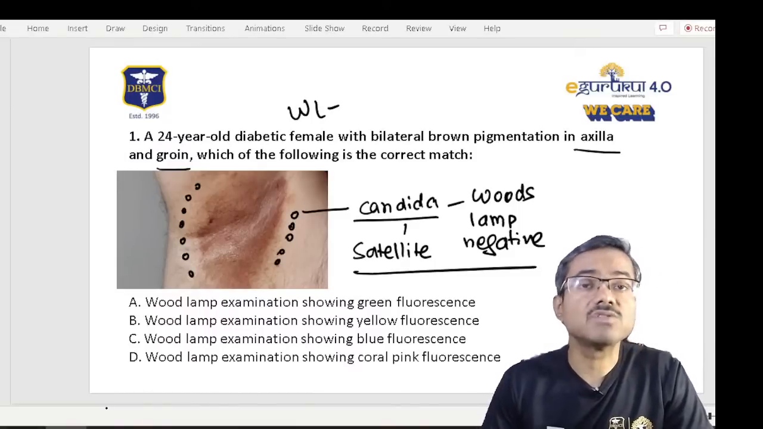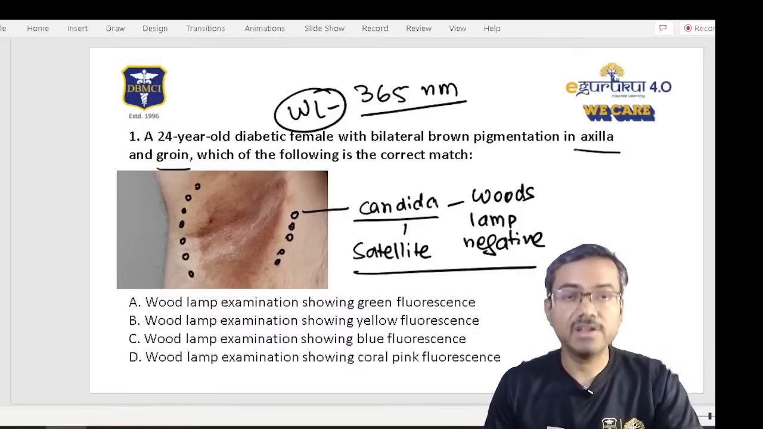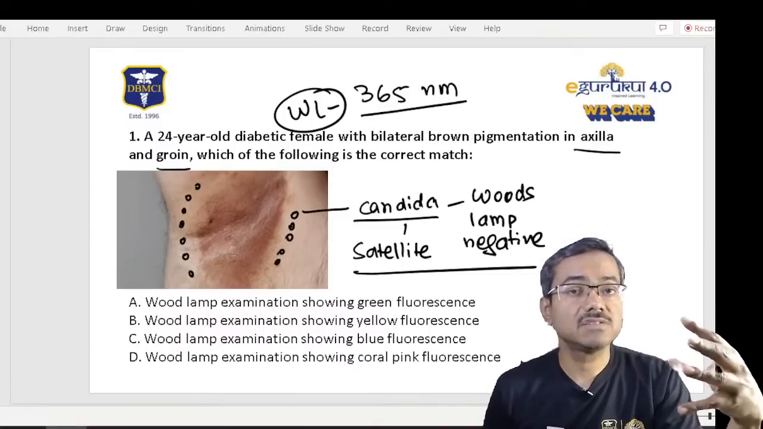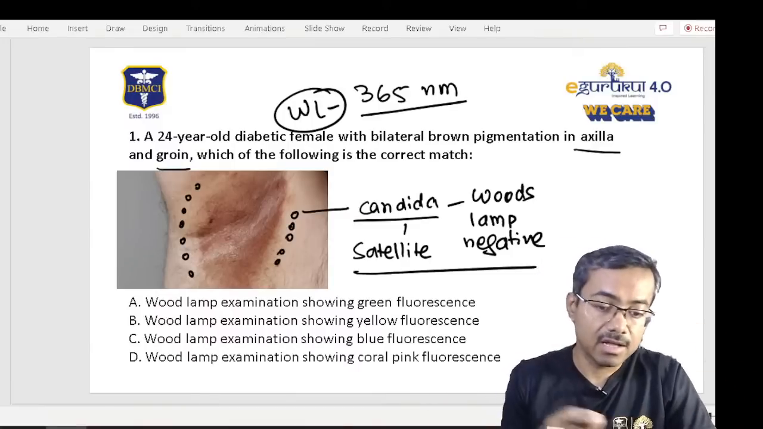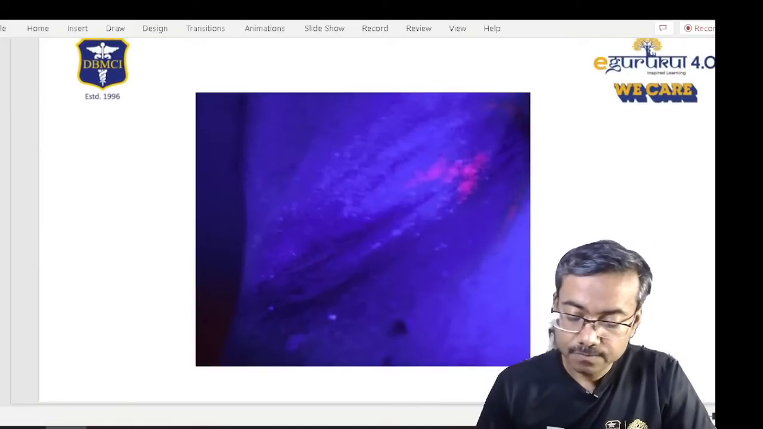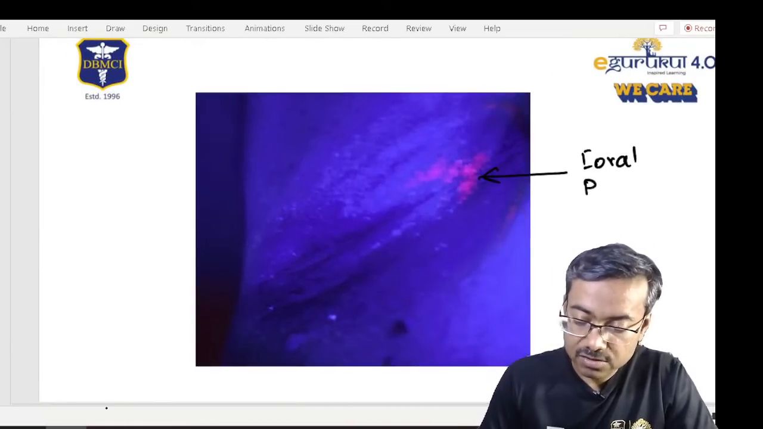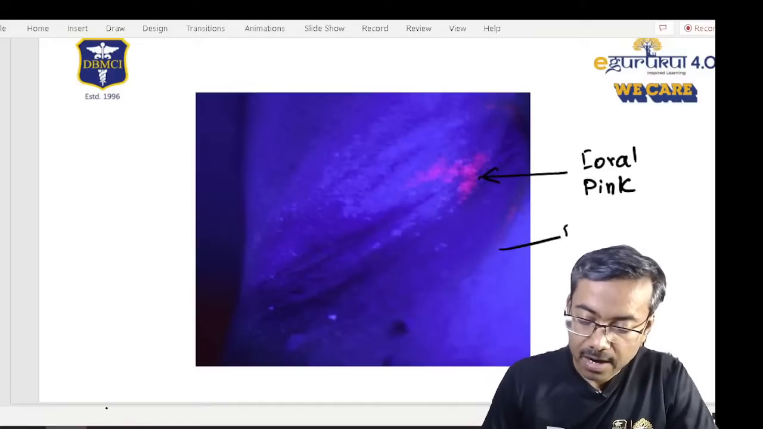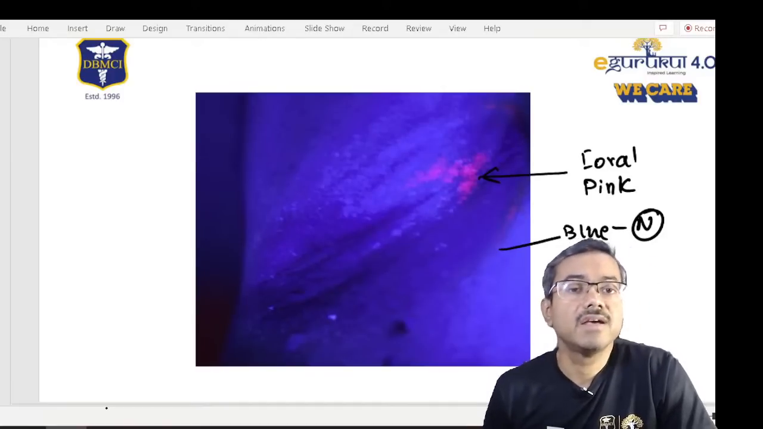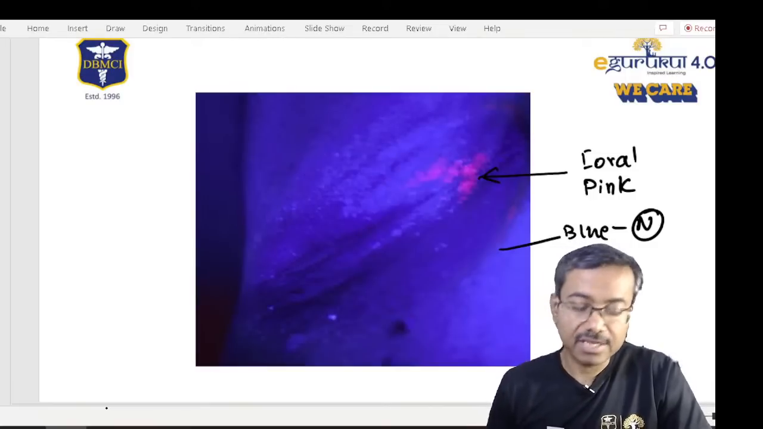Wood's lamp wavelength is also very important: 365 nanometer. It's a blue light, a blue filter that is actually there. This is just to show you the classical red fluorescence or coral pink fluorescence that we appreciate, and the blue part is normal because the light is blue, so you're expecting a blue color there as well. This is basically what we are looking at in this disease process, coral pink fluorescence.